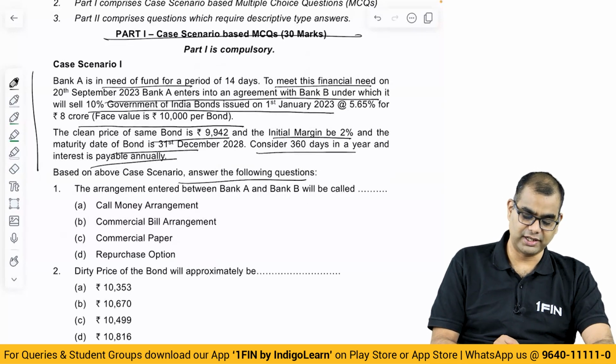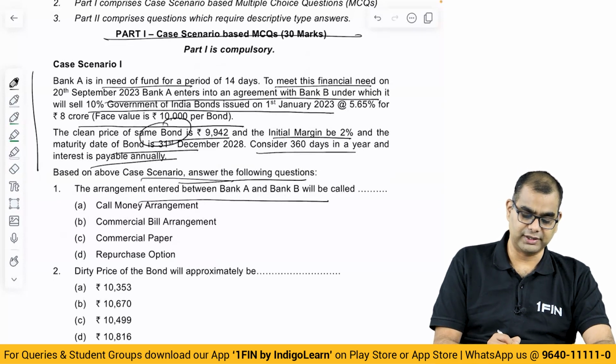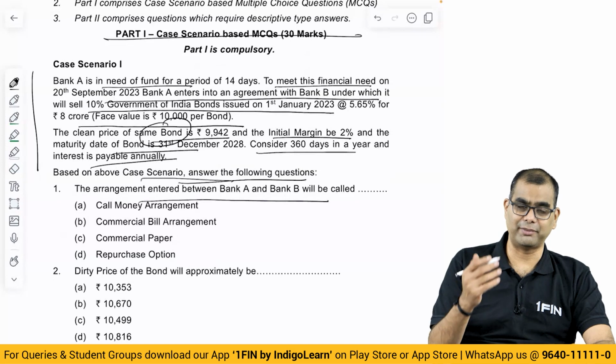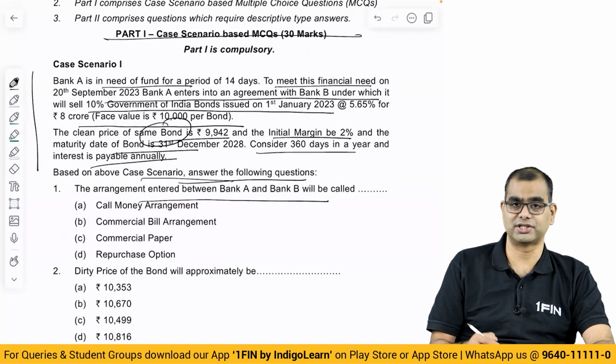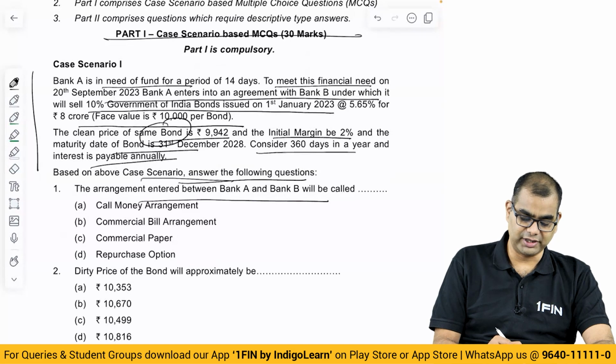Now, first, based on the above, what is the arrangement between Bank A and Bank B? Bank A and Bank B are borrowing, and for that they are giving a bond. They will sell a bond and buy it back. What is it called? It is called a repurchase obligation. It can be done between banks, and it can be done with RBI also. So the answer is, it is not call money, commercial bill or commercial paper. It is a repurchase option.